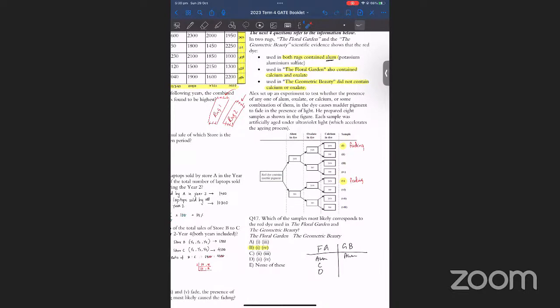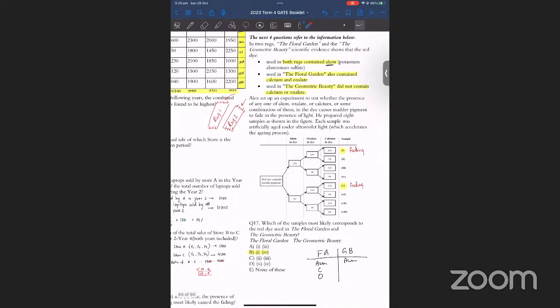Melvin, how do you know which one is Floral Garden and which one is Geometric Beauty in the table? Well, that's essentially what we did in the question. We know that Floral Garden has to have alum, calcium, and oxalate. So which one of these samples has all three? There's only one that has all three, and the one that is all three, yes, is I. And then Geometric Beauty only has yes to alum and no to both. And that's why it's IV.